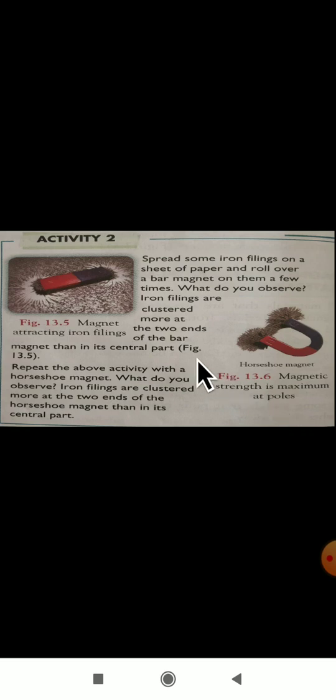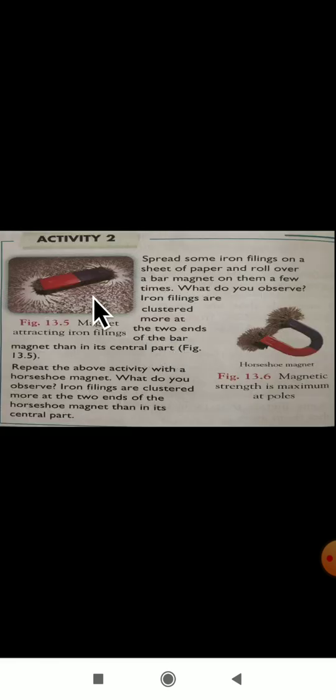Dear students, which kind of magnet is this? It is one of the bar magnets. Again, there are different types of magnets, different shapes of magnets that I have shown. This is a bar magnet, and if it is in a U shape, we call it a horseshoe magnet. This is a bar magnet and this is a horseshoe magnet. In this activity, you have to spread some iron filings.